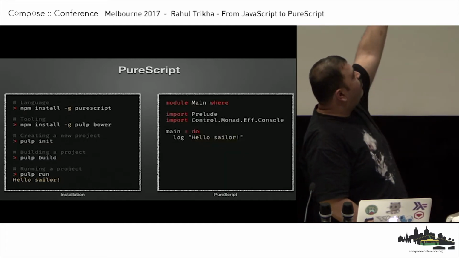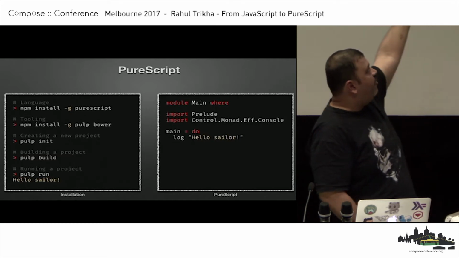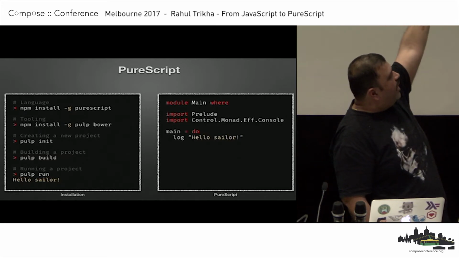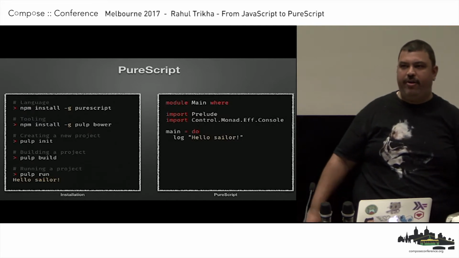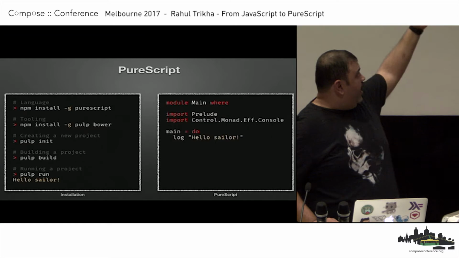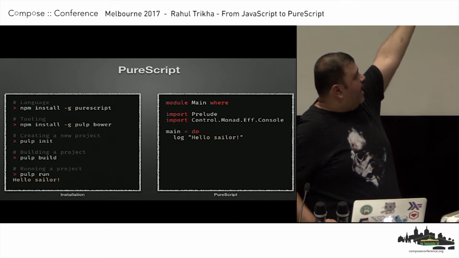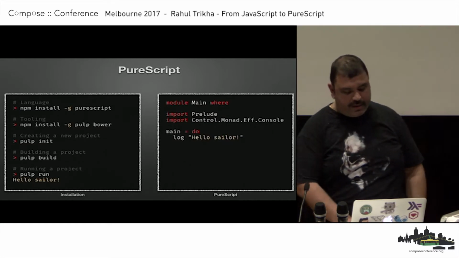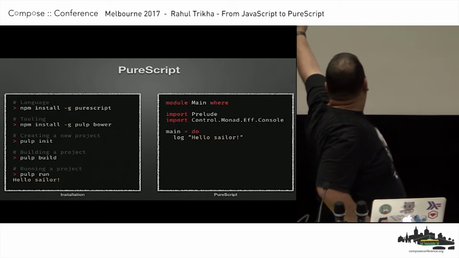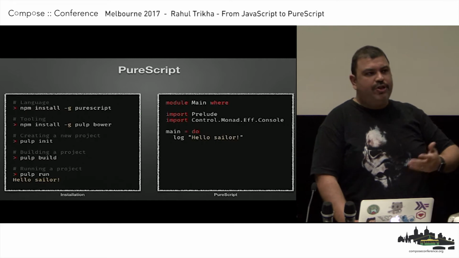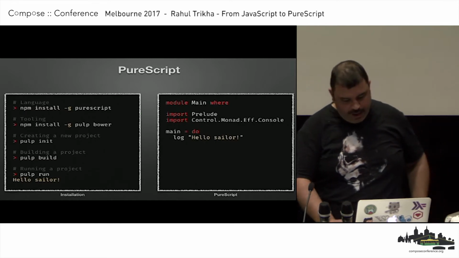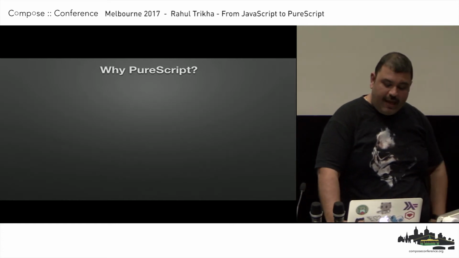So it has module Main, saying that this is the main file, and I need to import some of the libraries which you're going to require, and then your main function. The main function is basically the entry point to PureScript. In here, in main, I'm just saying log, and I'm going to say hello sailor. And that is the same thing you're seeing on the left-hand side, where I do pulp run, and it says hello sailor. So it looks very simple. It actually looks a lot like Elm, because Elm was inspired by Haskell as well.